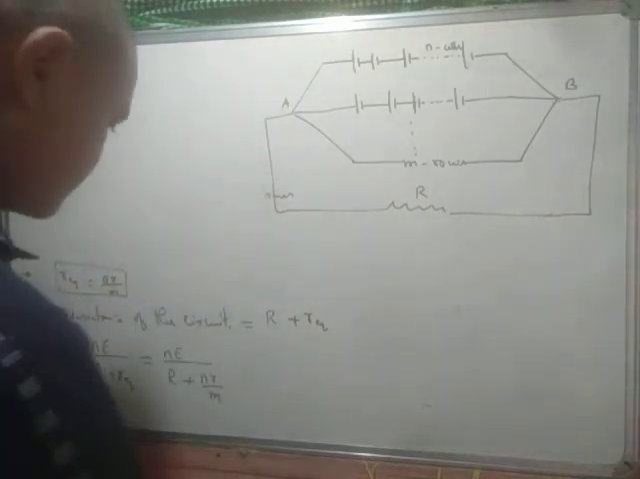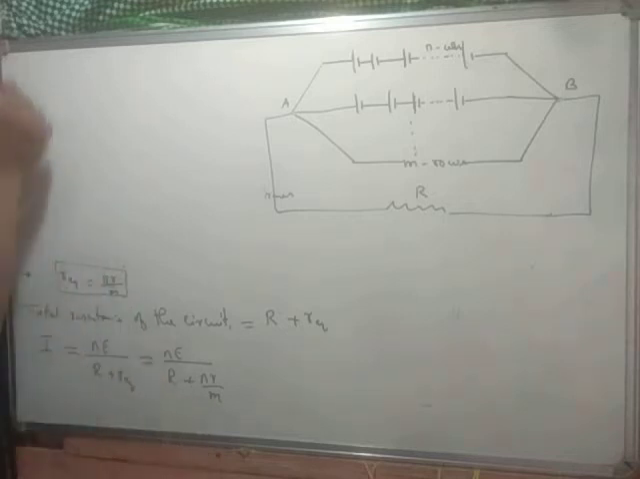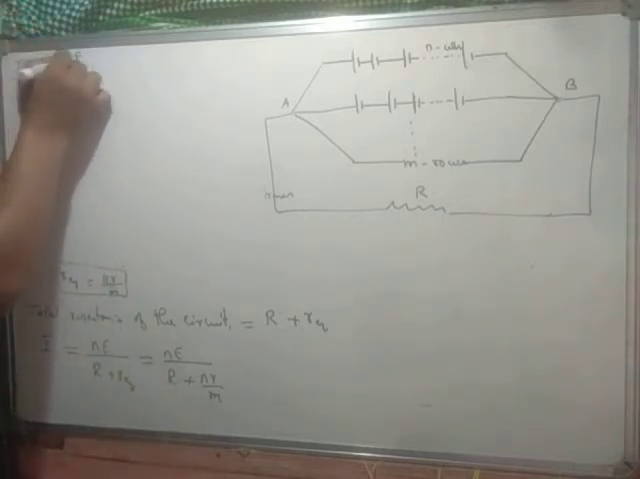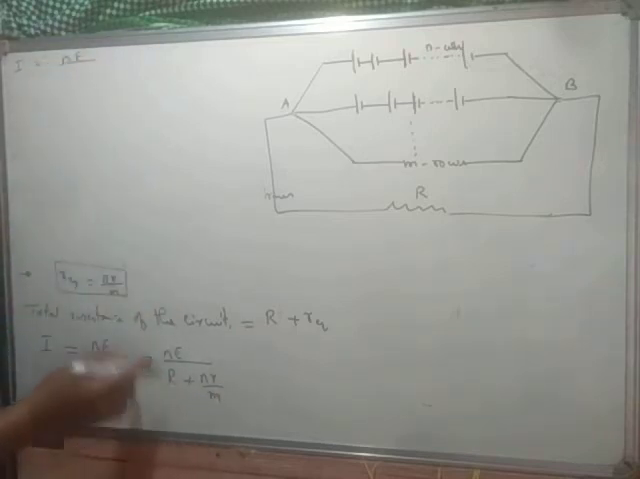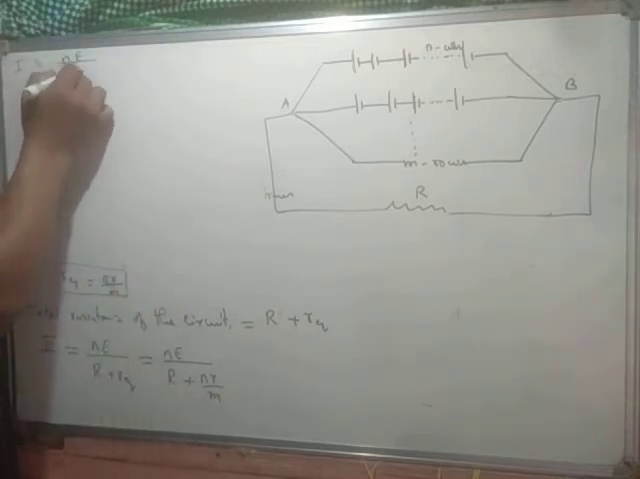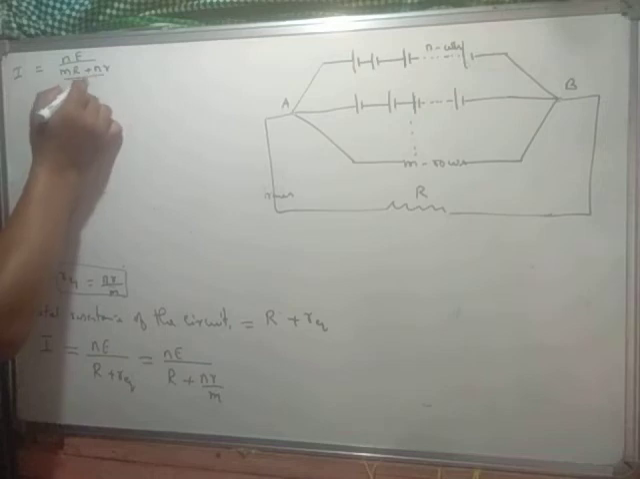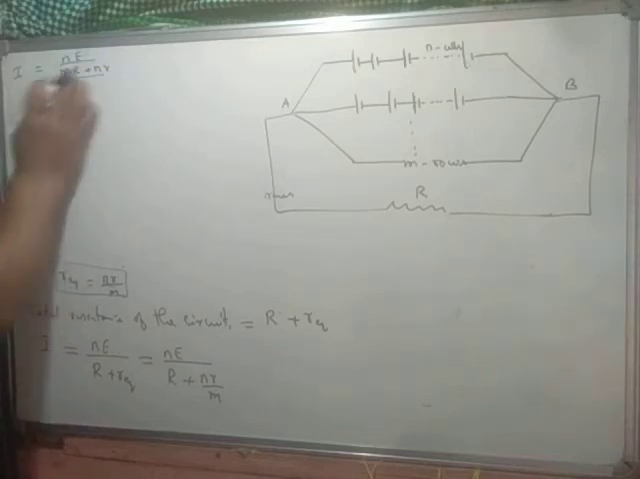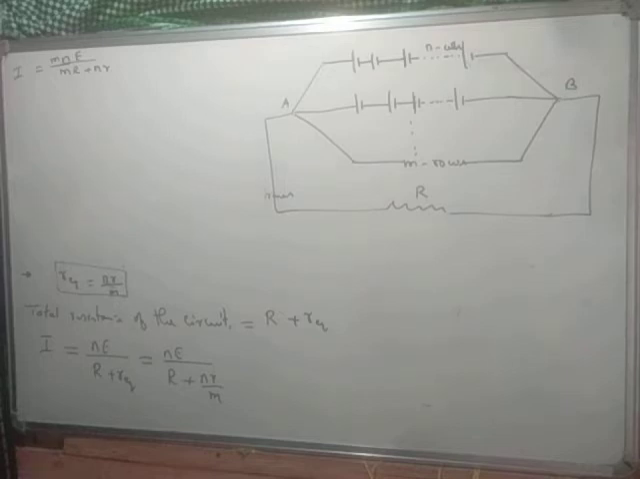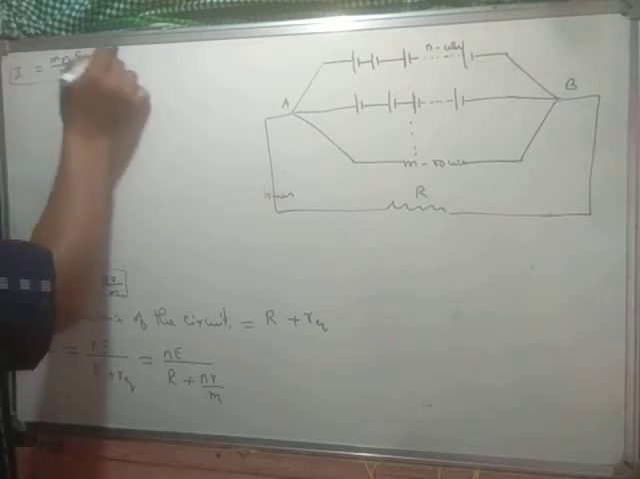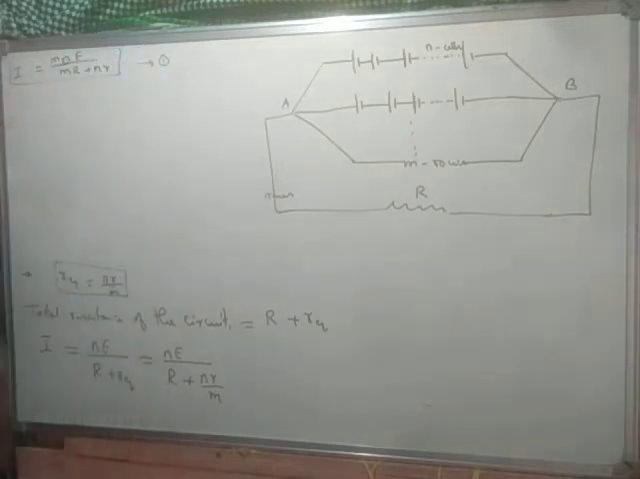Okay, so now simplifying this, you'll get I equals NE upon, find out the LCM here, you will get MR plus NR, and this M, which is here. Now if you take it up, then it moves to this position. So this is my equation, let's say equation 1.